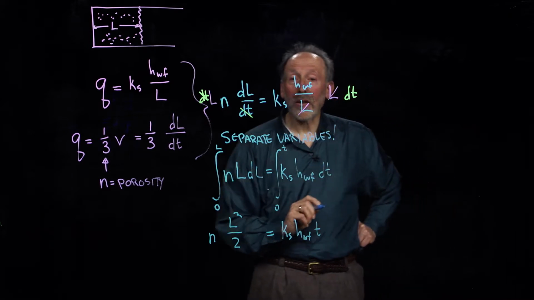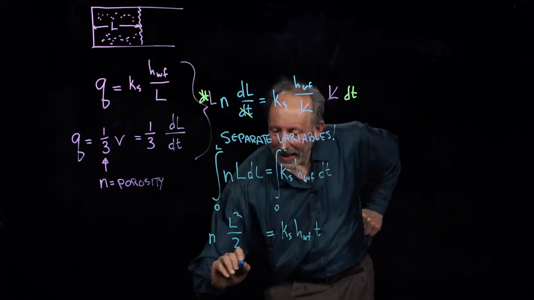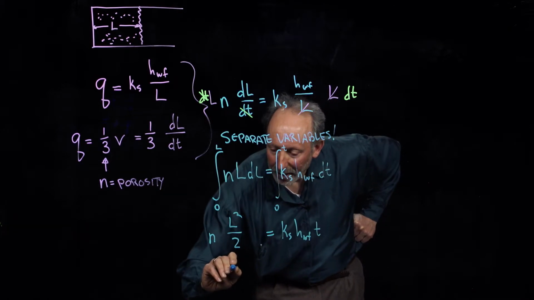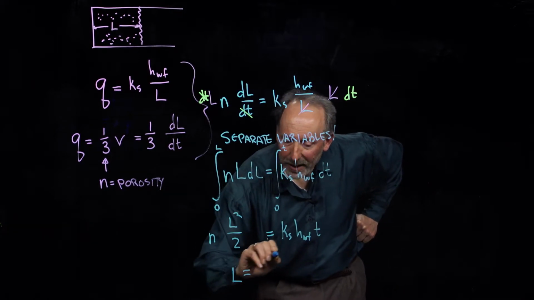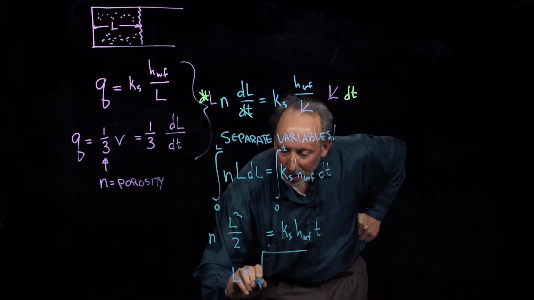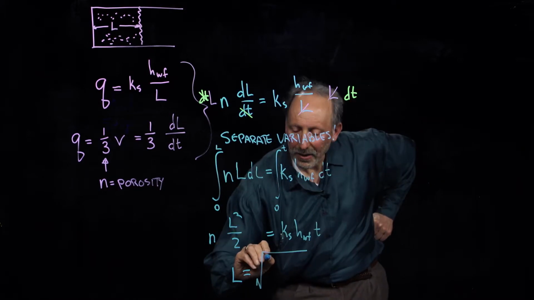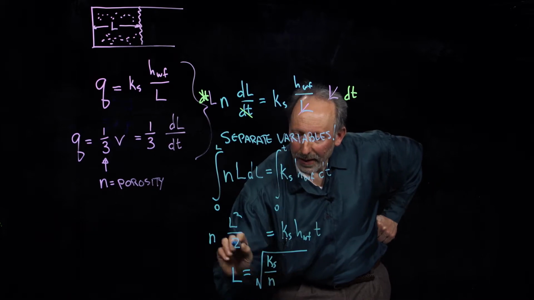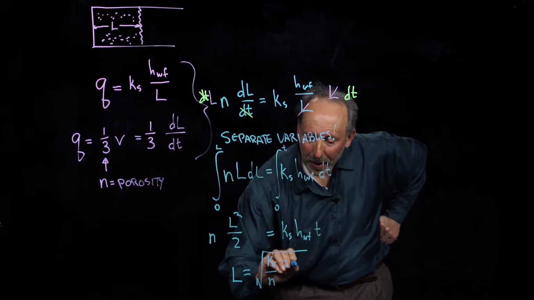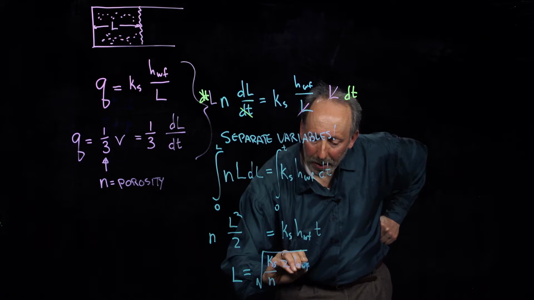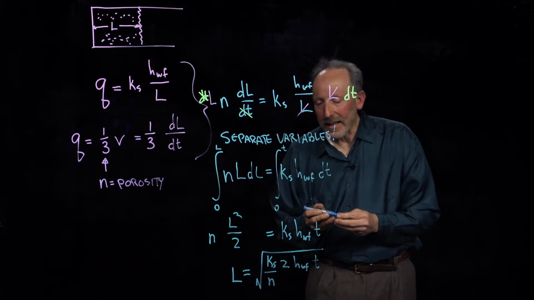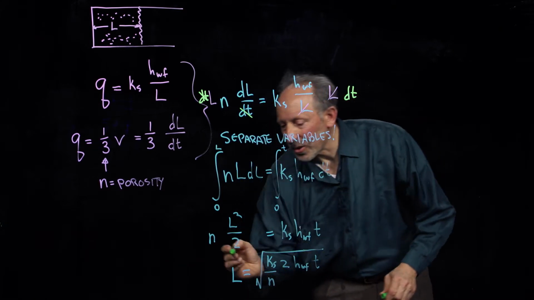Aha! Let's solve for L. So what we then end up with is we'll multiply both sides by 2 and divide by n, and we'll take the square root. So we're going to say L is equal to the square root of, and now it's going to be Ks over n. There'll be a 2 there. There'll be a wetting front potential. And there'll be a t. And this is super important.